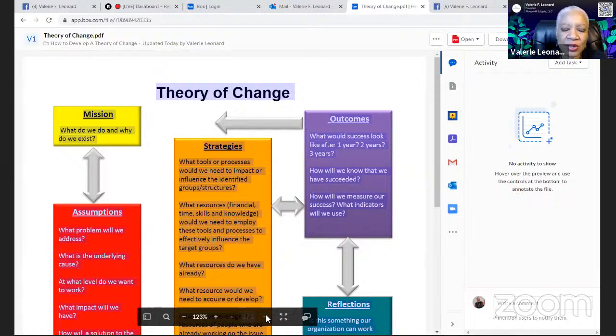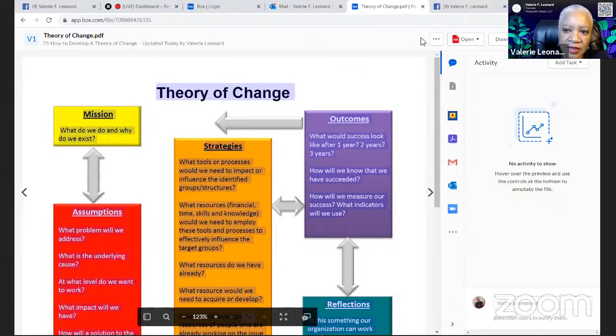All too often, we go into the strategic planning process or the program development process without having done this hard work, and then we run the risk of developing programs or strategic plans that are not relevant, that have not put us in a position to actually make a change.